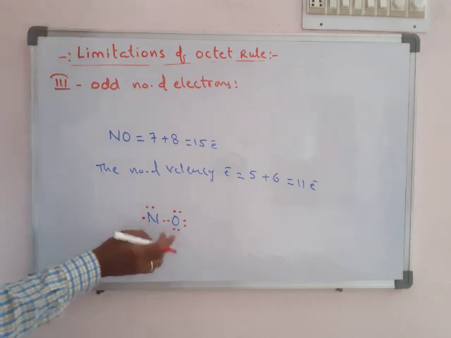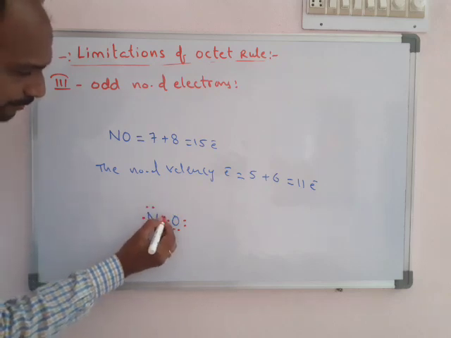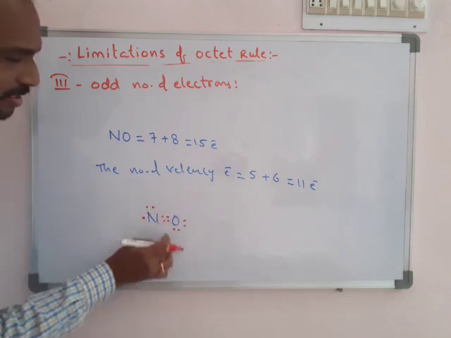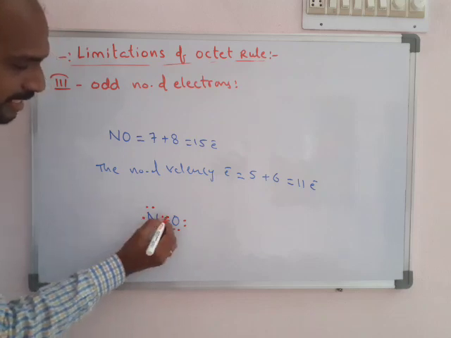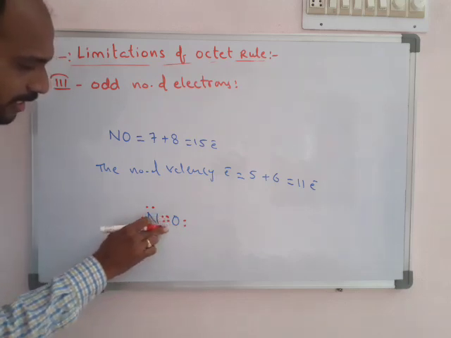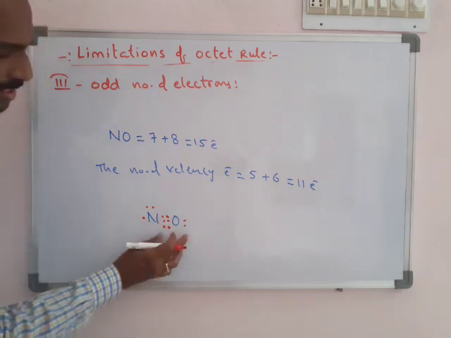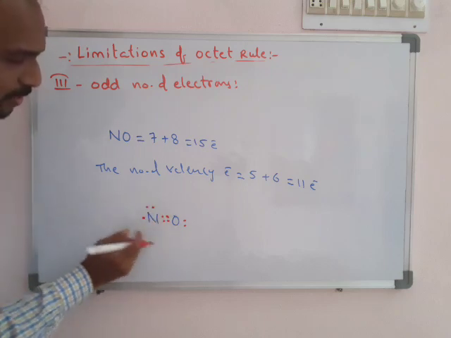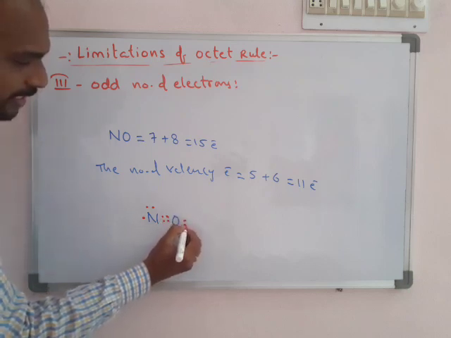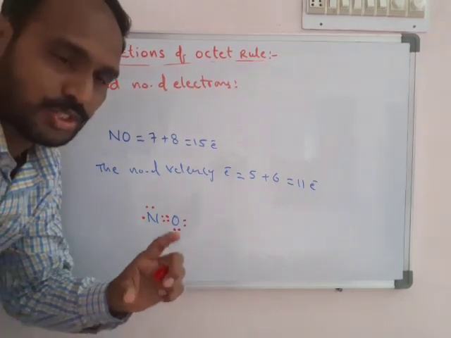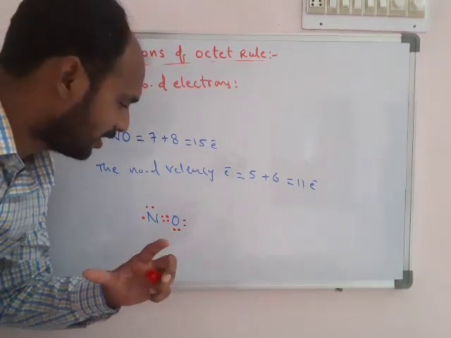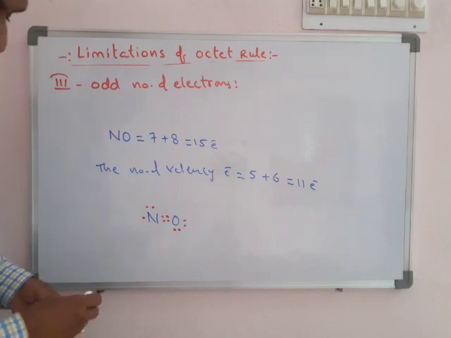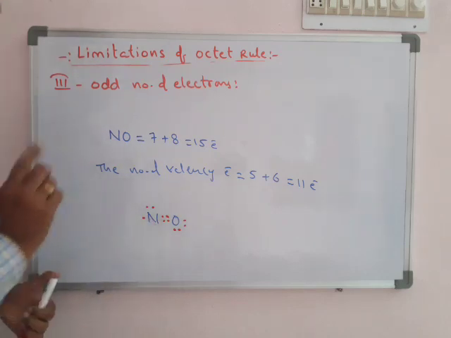So what do we do? If we use this electron here, now nitrogen has how much? 1 2 3 4 5 6 7 only. So the oxygen is already satisfied, but nitrogen has only 7 electrons. For example, if we share 3 electrons here, oxygen is satisfied, but nitrogen has 1 2 3 6 9 electrons. So there is no possibility to get the octet. Here nitrogen has no choice to reach an octet. So this is one example. Nitric oxide is one example.